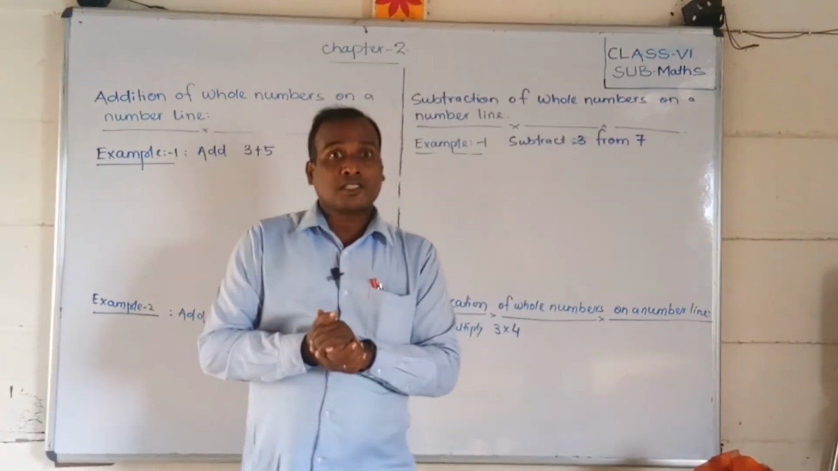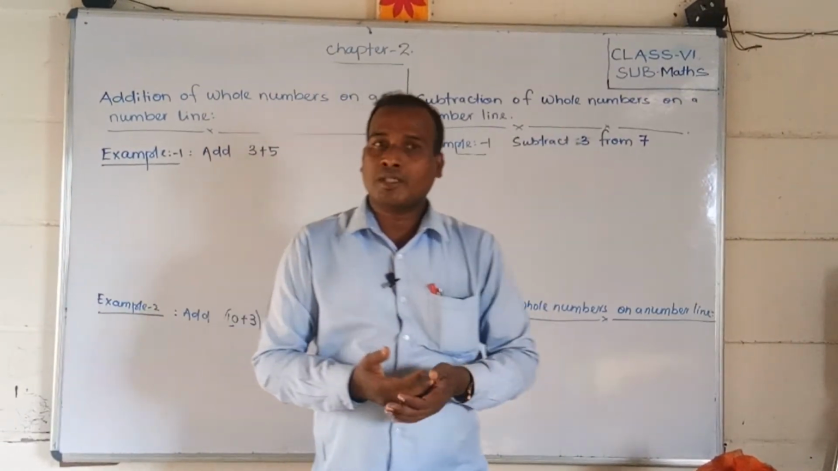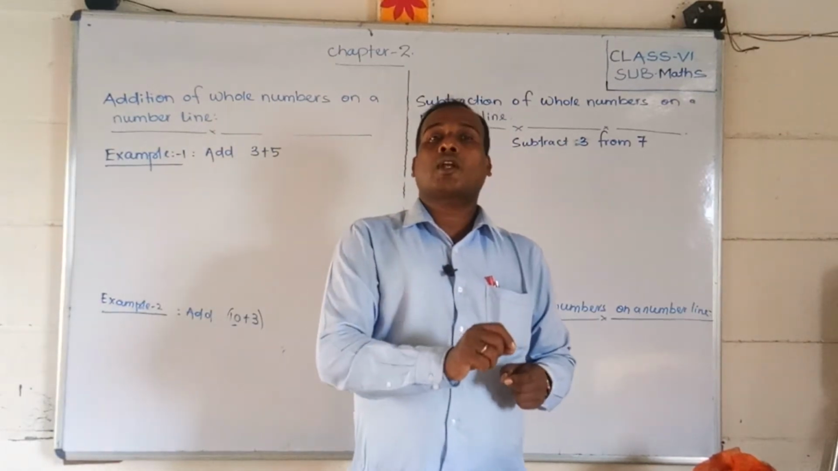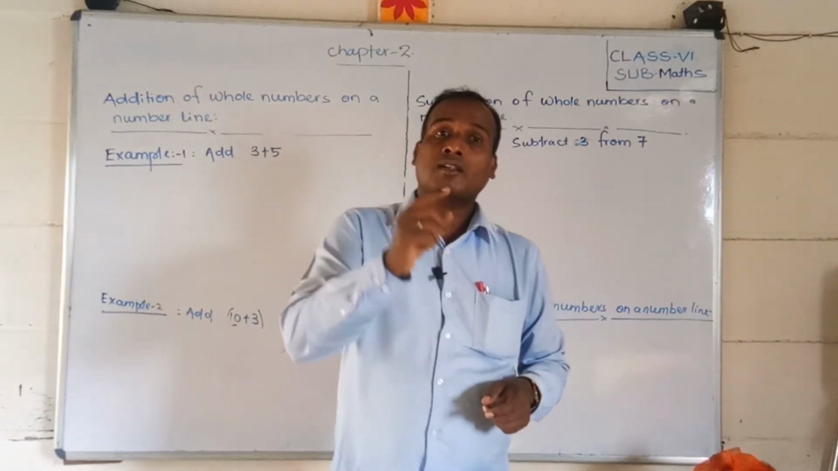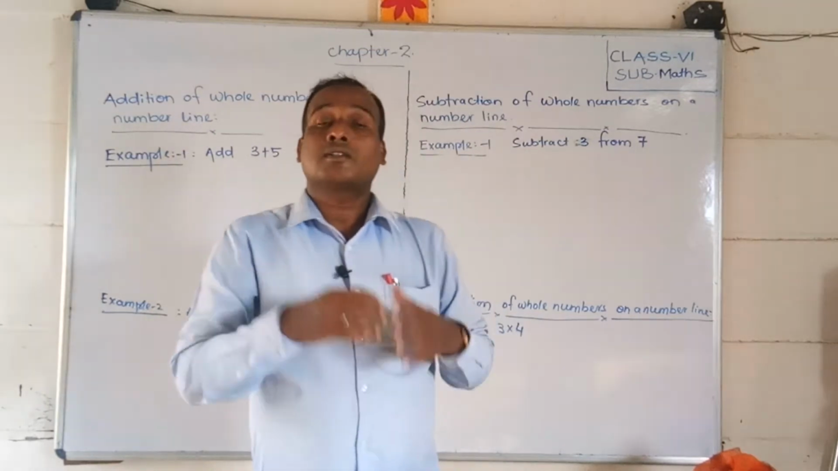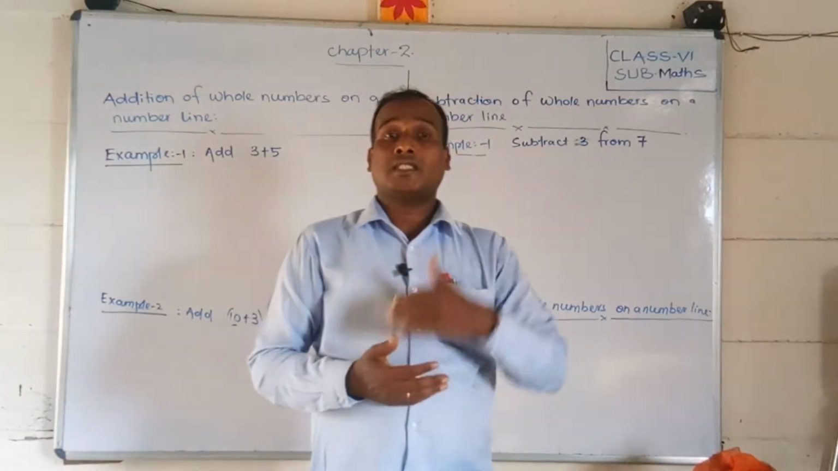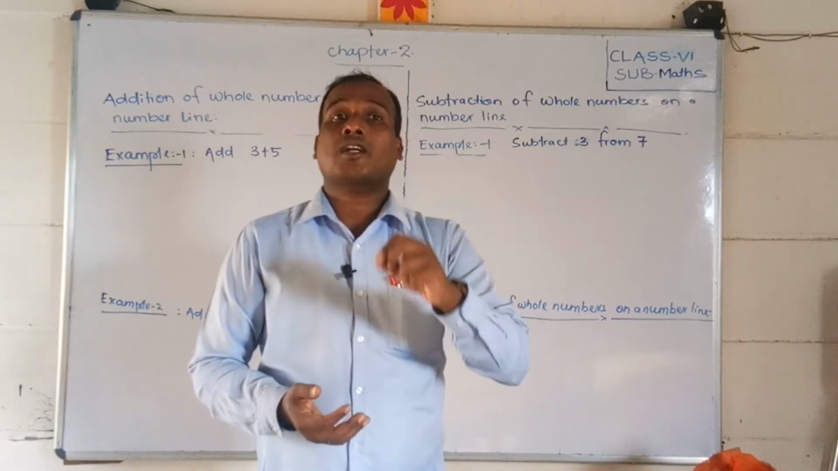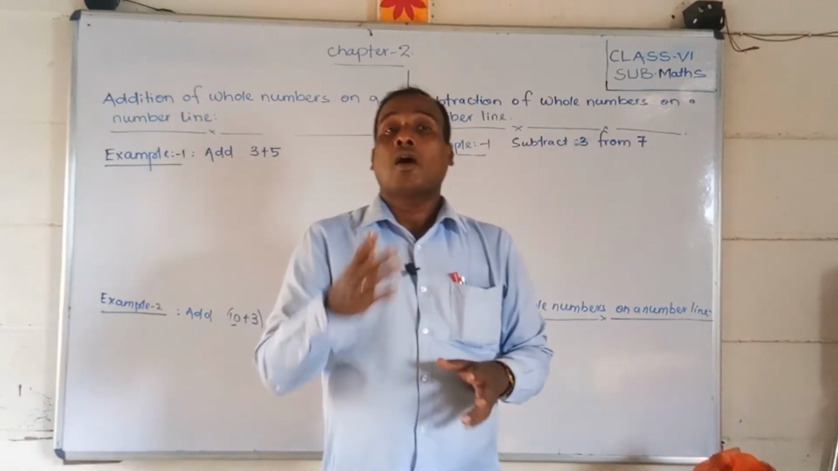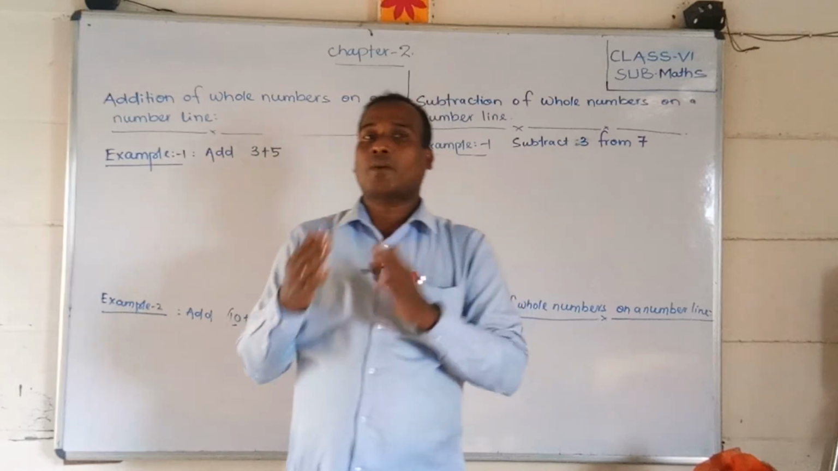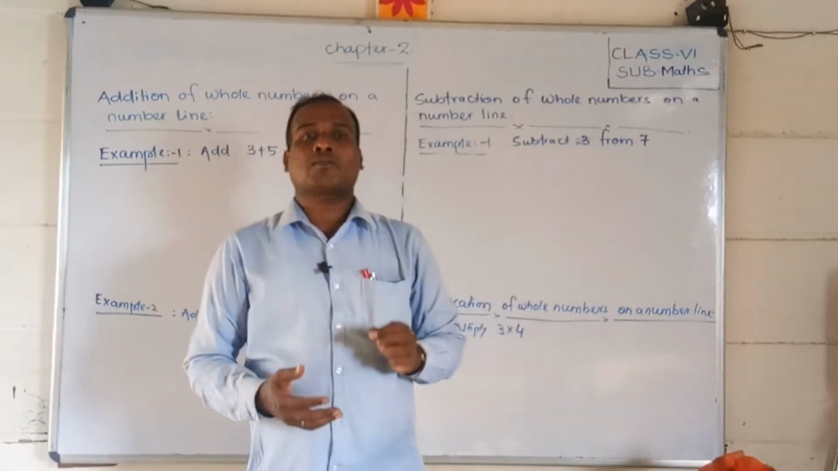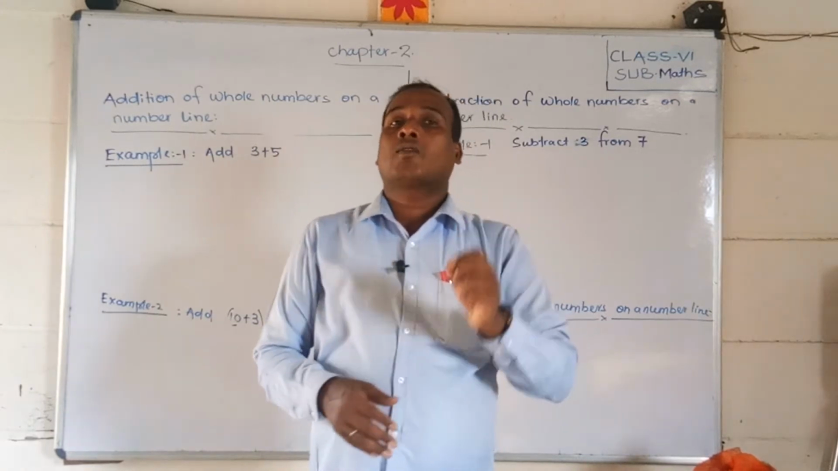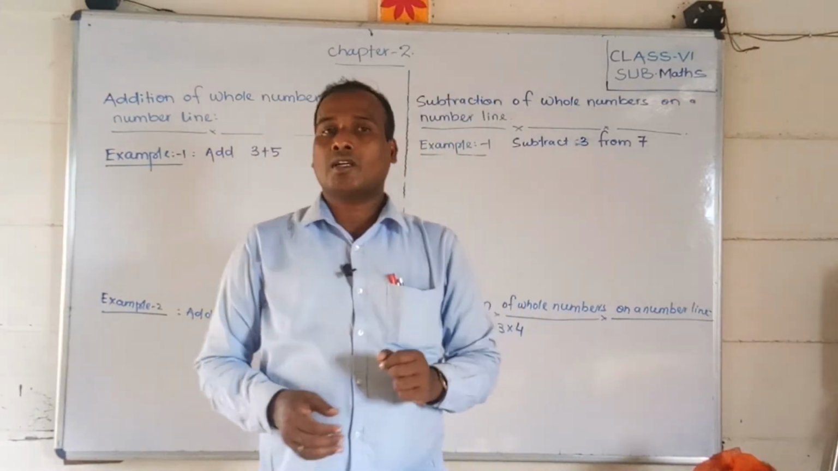Next students, what is the successor? Successor of a natural number, I already told you, means when we add 1 to a natural number, then we get the next number. The next number is called the successor of that given natural number. What is the predecessor? When we subtract 1 from the given natural number, then we get the number before. Then it is called the predecessor of that given natural number.